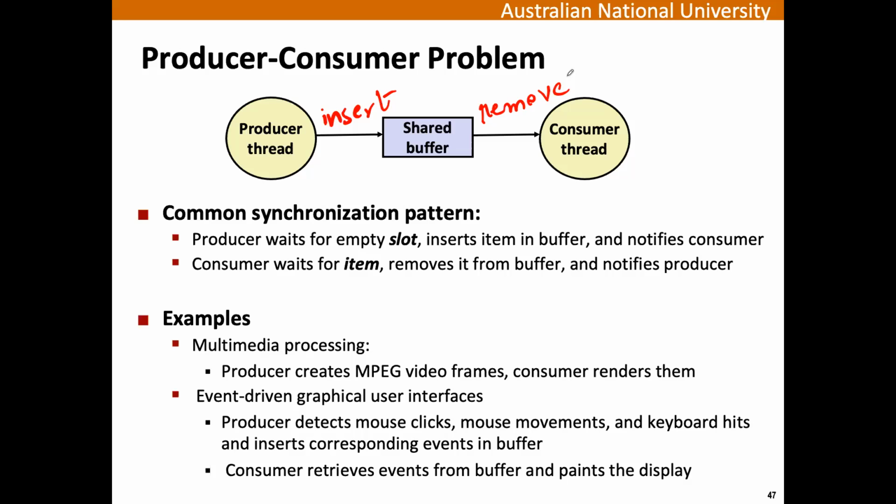There are a lot of real-life examples of producer-consumer. In multimedia processing, the producer might be creating videos and the consumer might be rendering them on the graphical output on the screen. And if one of them is slow, then we need a buffer. If the producer is slow or if the consumer is slow, we need a buffer to store all the video frames that are not yet processed.